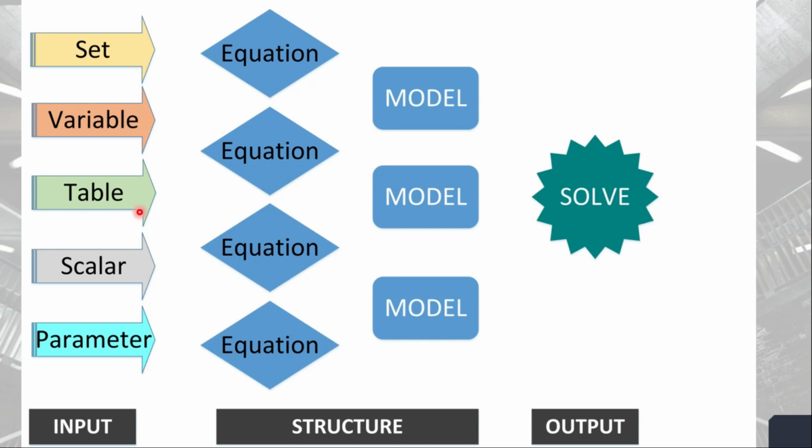Next comes table, scalar and parameter. When we talk about table, scalar and parameter, these are all input data first of all, right? In table and parameter, both of them, we can use sets. I'll show you how we can use a set in these two. And in parameter, we can use one set or more than one set also. But the scalar is a constant number, right?